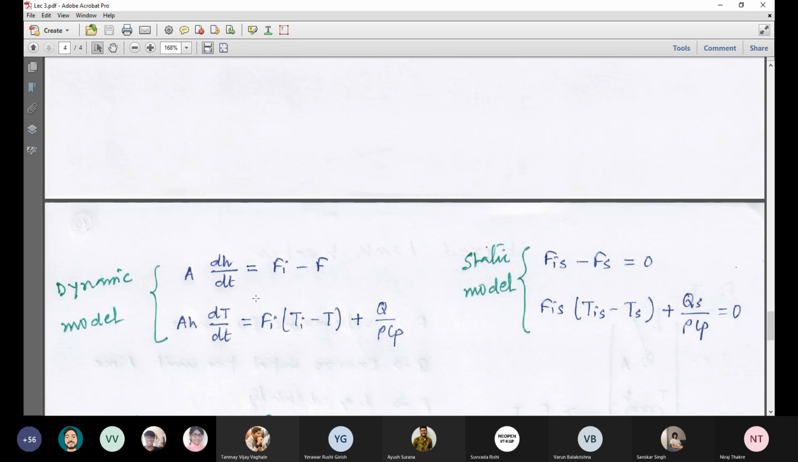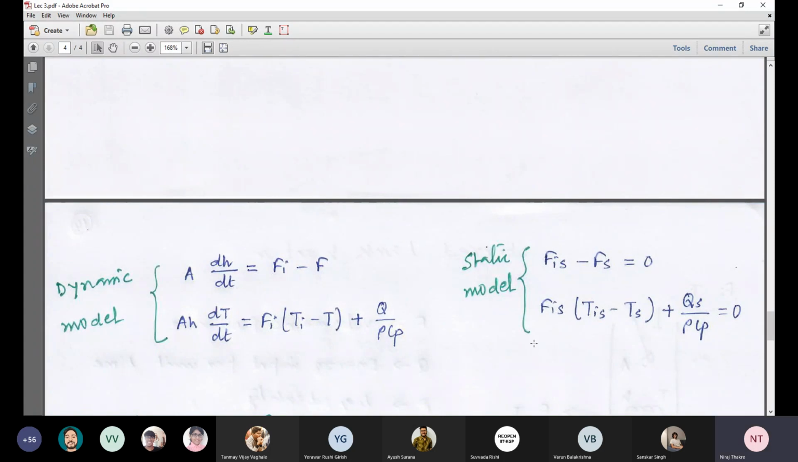19CH30029. State variables are present in the accumulation term. You forgot this. You see, these are the accumulation terms. It's very easy to identify the state variable. This is the accumulation term for the total mole balance. This is the accumulation term in the energy balance. So here the variable present is height h. Here the variable present is temperature T. So height and temperature are the state variables. Do not make further mistakes.